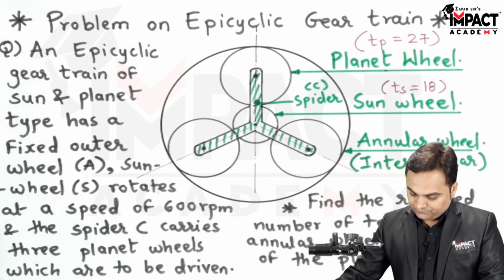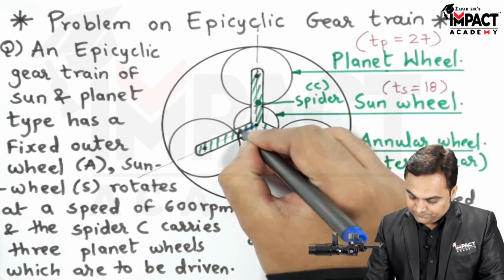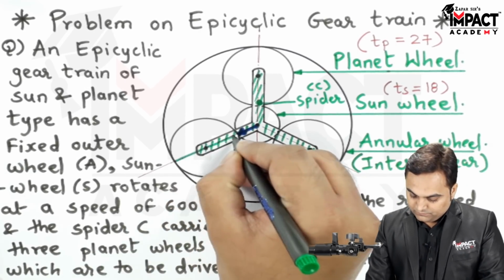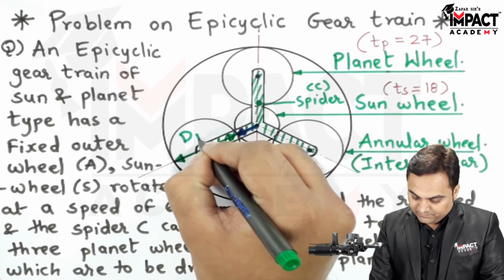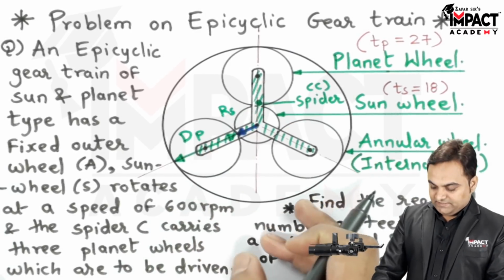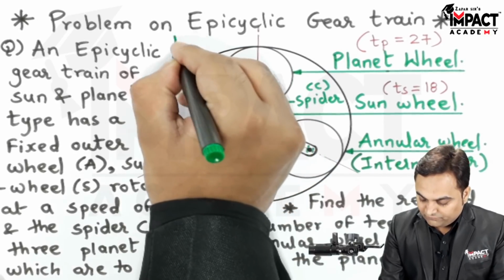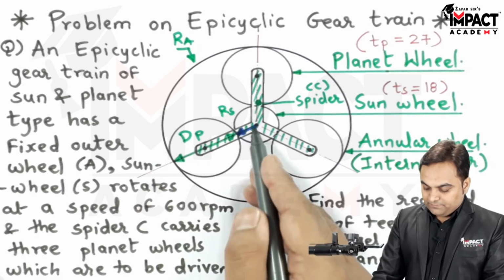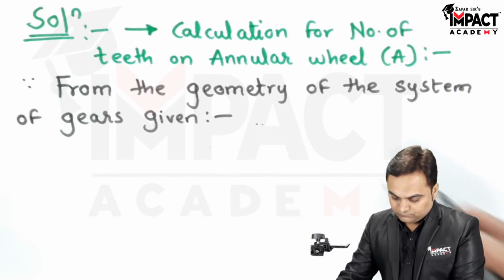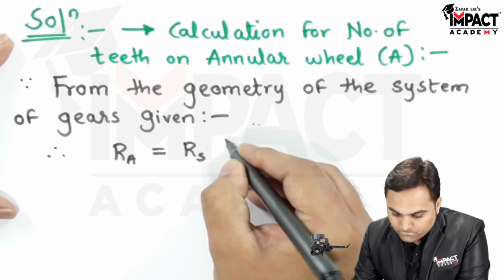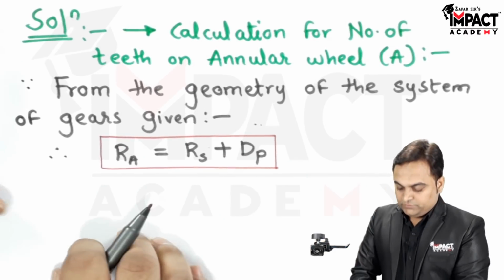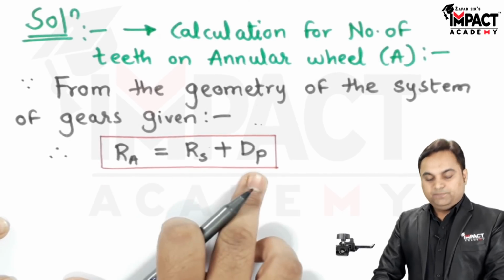Like here we have from the center up to the sun wheel, this will be the radius of the sun wheel, and then this is the diameter of the planet wheel denoted by d suffix p, and the radius of the sun wheel is denoted as r suffix s. So I can simply say that the radius of the annular wheel, denoted by r suffix a, is made up of the radius of sun wheel plus the diameter of planet wheel. So therefore the radius of the annular wheel is equal to radius of sun wheel plus the diameter of the planet wheel.